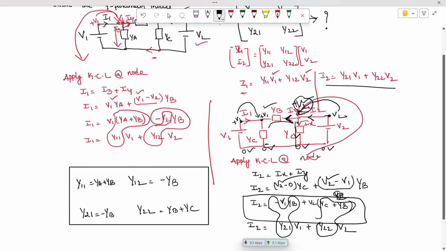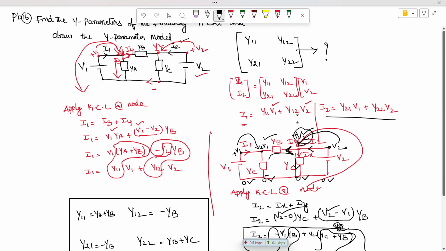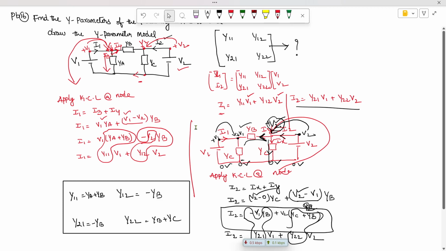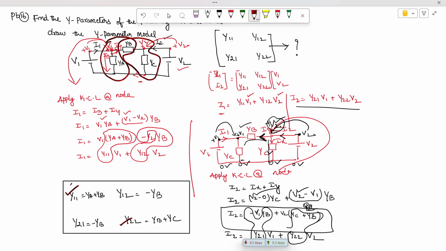Okay, so let's try to check how it comes and how it occurs. Here y11 means this is the sum of these two branches. So y11 is the sum of these two branches. And next y22 is nothing but the output driving point admittance, the sum of these two, yb plus yc, and these are diagonal elements.